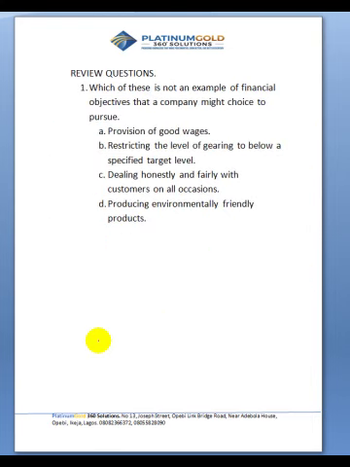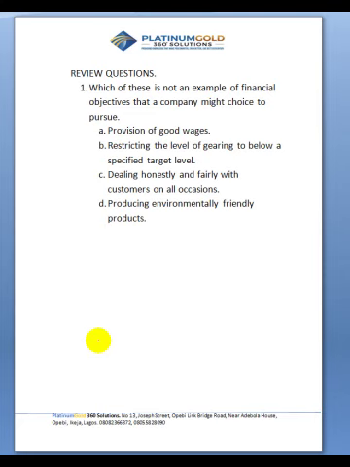Now we go to the review question. These are the review questions. 1. Which of these is not an example of financial objective that a company might choose to pursue? Financial objectives of a company. 1. Provision of good wages. Is that restricting the level of gearing to below a specified target level? Dealing honestly and fairly with customer on all occasions? Producing environmental friendly products. Financial objective.